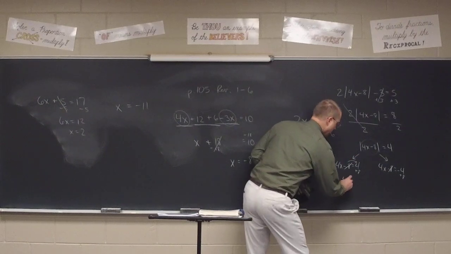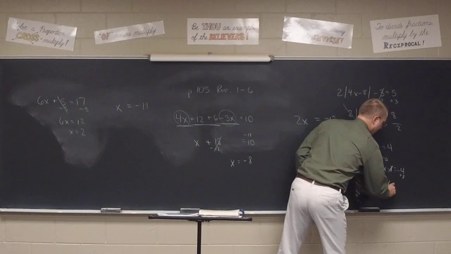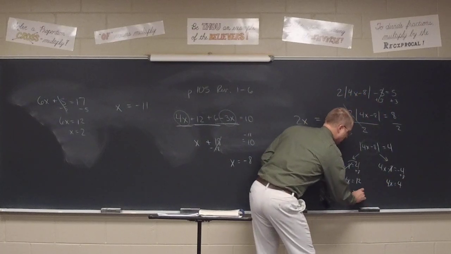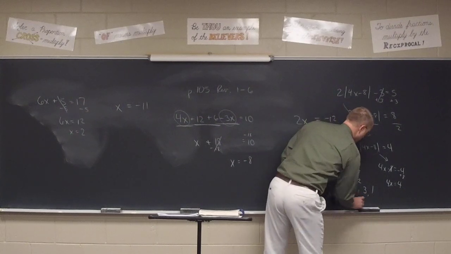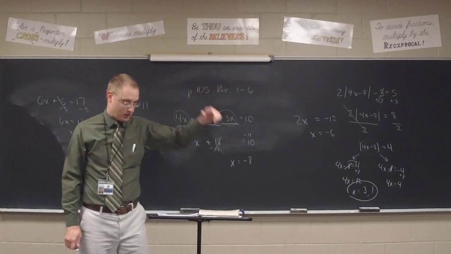Either way works. So then the 4x here is equal to 12. But here, 4x is equal to 4. And then we divide by 4 and we end up with 2 answers. First x equals 3, and then second x equals 1. And so 2 possible answers for x. We got 3 and 1 for number 5. Questions on number 5?